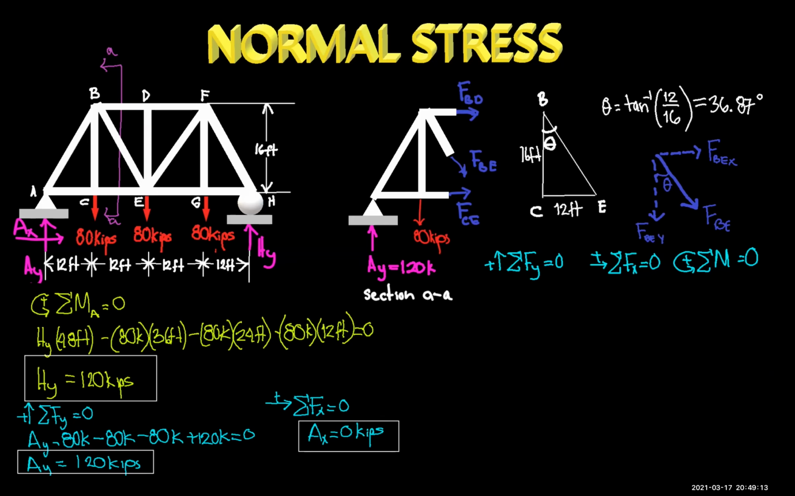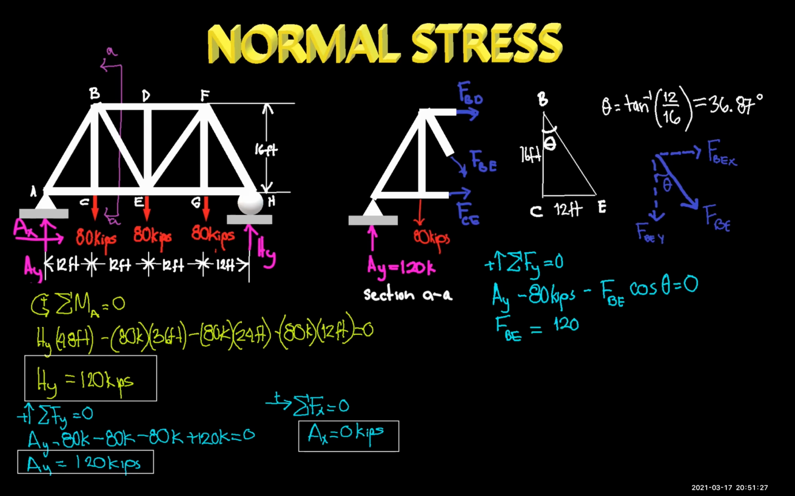Since the only forces acting along the y direction are A sub y, which is already known, the external load applied at C, which is 80 kips, and the force of BE, the only unknown will be the axial force of member BE. Once we sum all the forces acting along the y direction, we obtain that the force along BE is equal to 50 kips. And from here, we don't have to find the forces along member BD or member CE because they are not required. The only force we need to solve this problem is force BE.